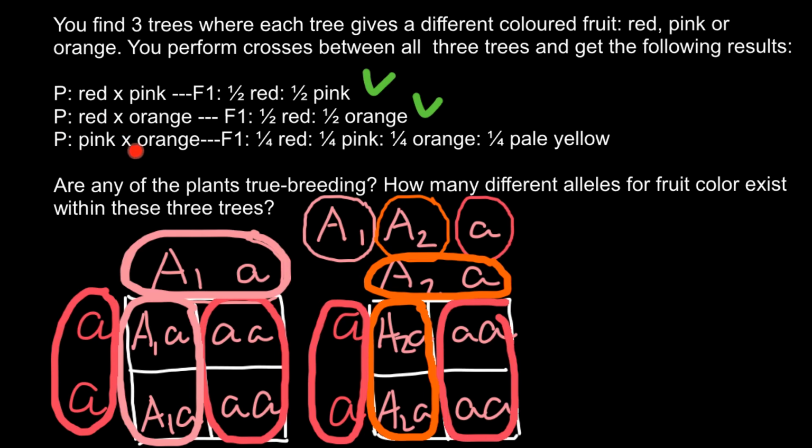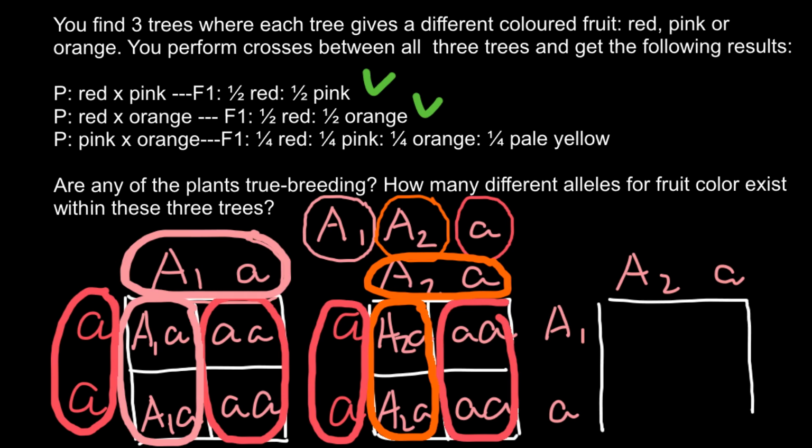But what would happen if we would cross pink and orange? And this is what we got. So let's analyze what happened here. Pink phenotype and genotype is here. It is A1 and recessive allele A, and phenotype and genotype of the orange would be A2 and recessive allele A. Once again, we build a Punnett square, and now we would be able to see results of such a cross.